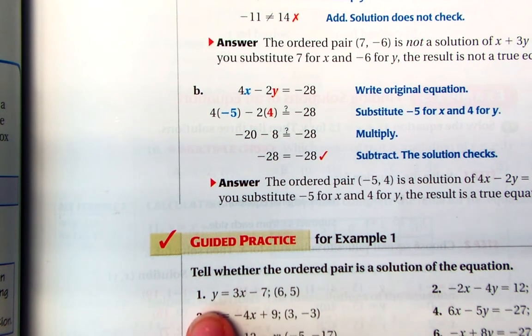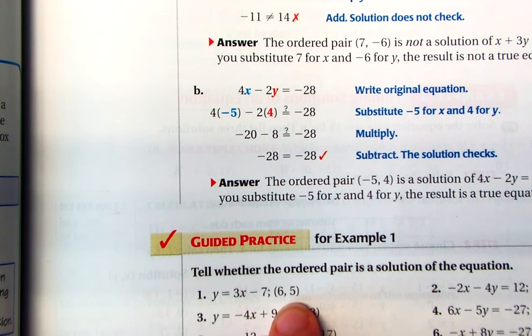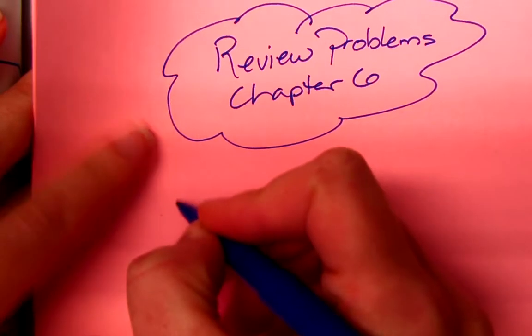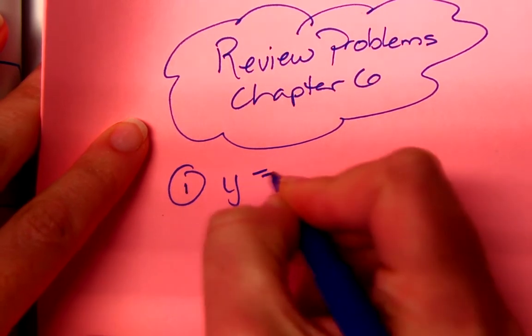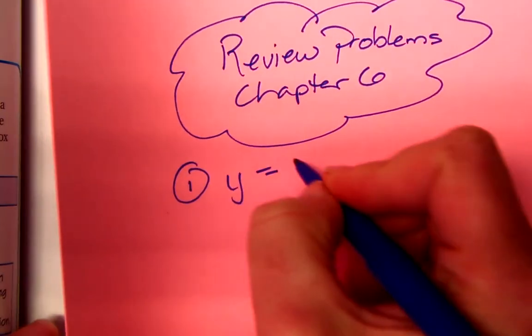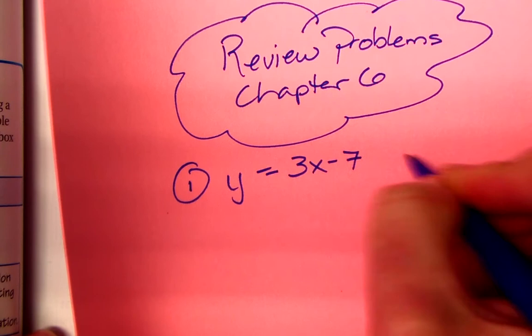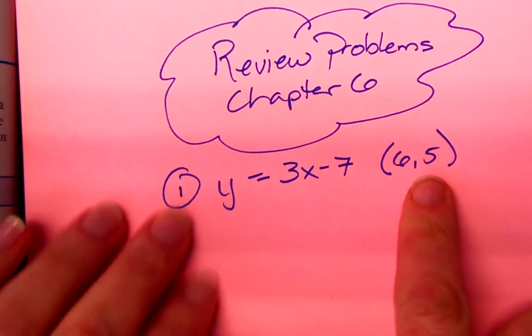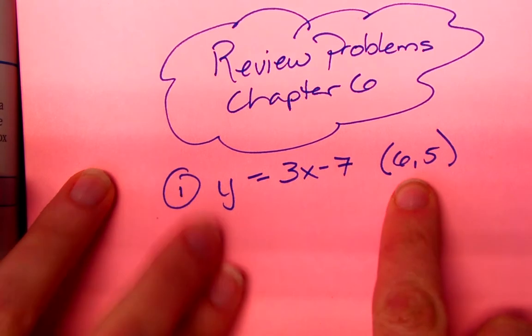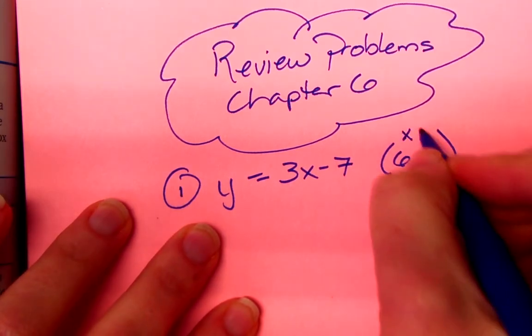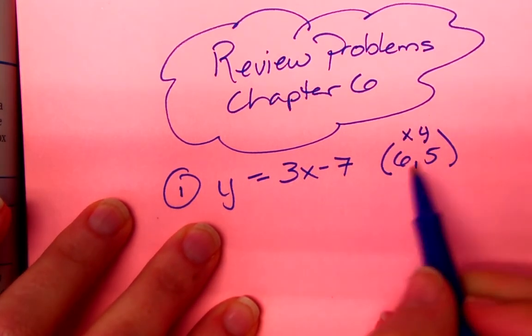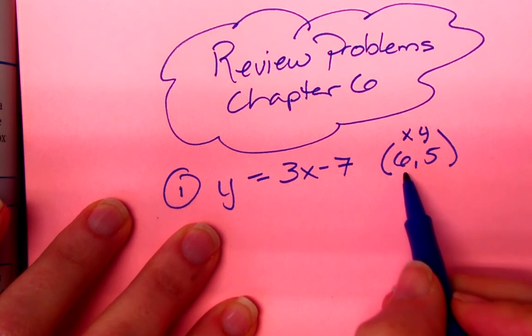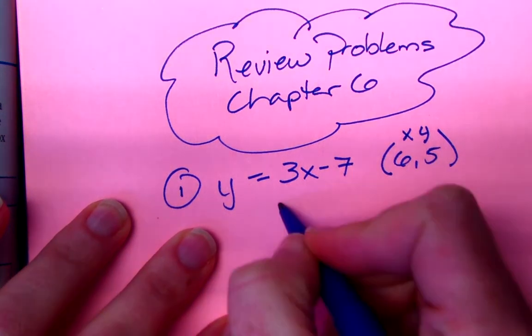Okay, so the first type of problems that you might get is where you see an equation and then they give you a particular solution. So they want to know, is this a solution? You need to know that this is your ordered pair, and you're going to substitute in x with 6.